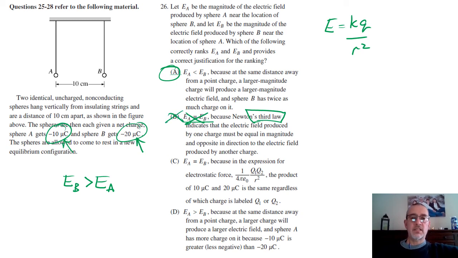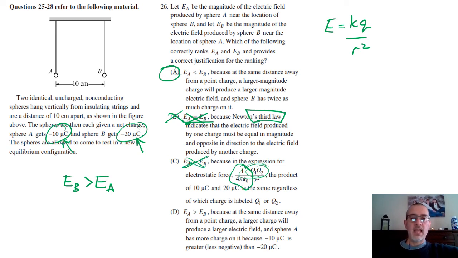C also says the electric fields are the same. We know that's not correct. And let's see. Yes, it is true that Q1 times Q2, by the way, 1 over 4 pi epsilon naught, that's the same thing as K. So this is giving me an equation for force. And so yes, Q1 and Q2 are the same, but this is just talking about the force, not about the electric field. So this is not true.